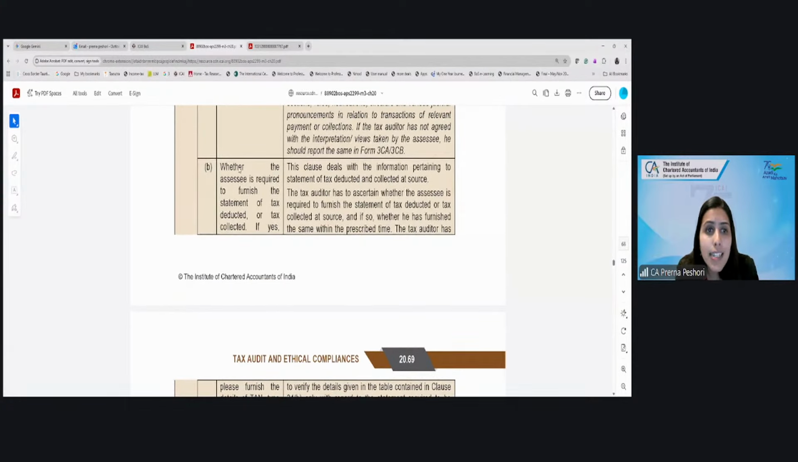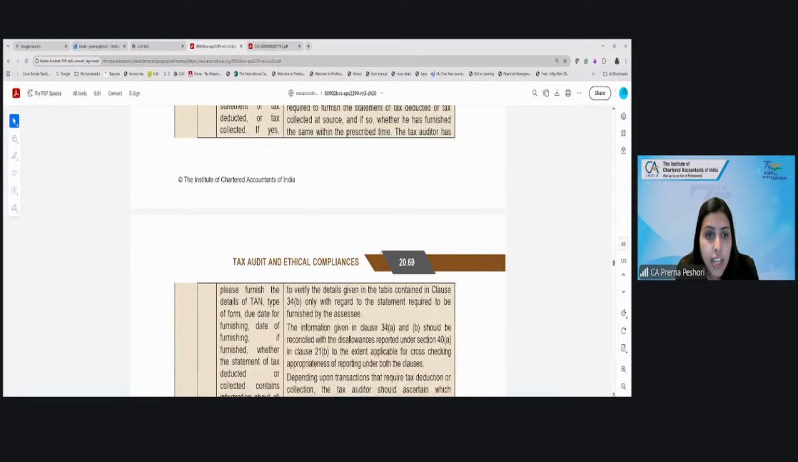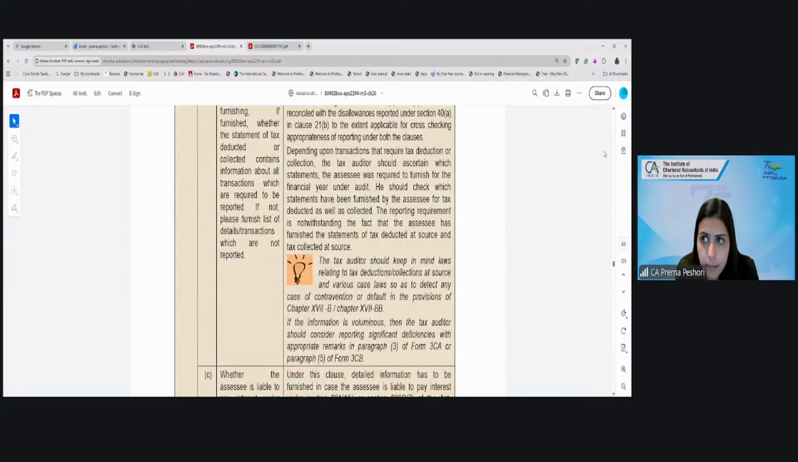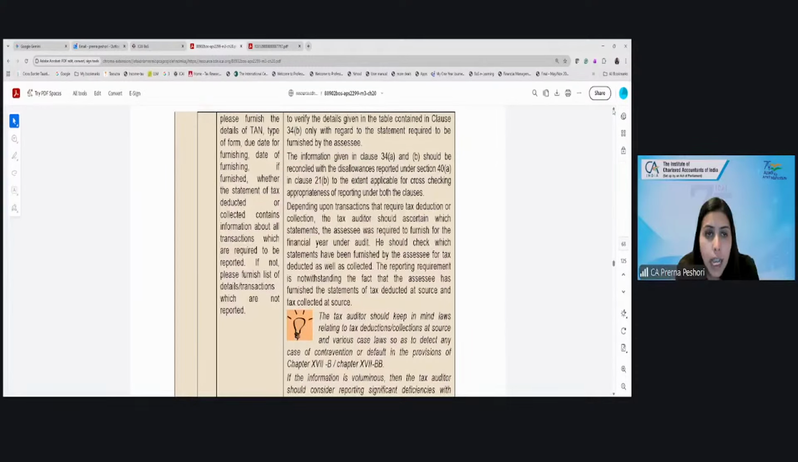Clause B is whether the assessee is required to furnish the statement of tax deducted or tax collected. If yes, please furnish the details of TAN, type of form, due date for furnishing, date of furnishing, if furnished, whether the statement of TDS or TCS contains the information about all the transactions which are required to be reported. If not, please furnish the list of details or transactions which are not reported. Now here 34A was with respect to the payments made. 34B is with respect to the TDS TCS returns.